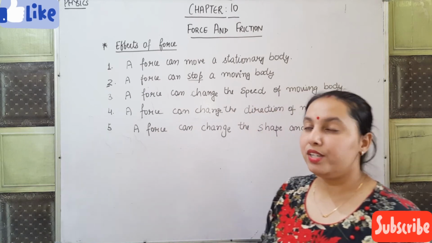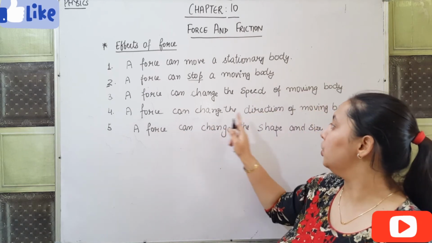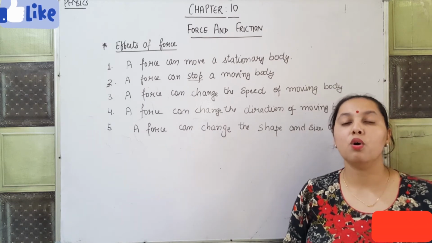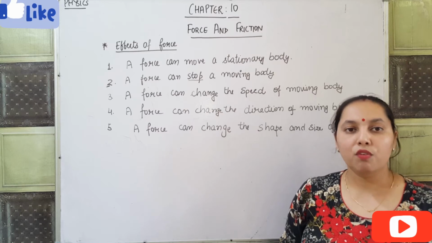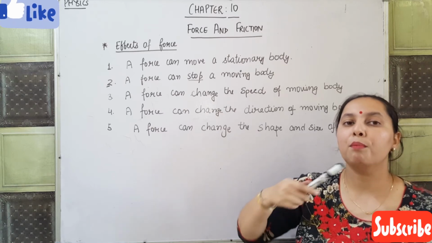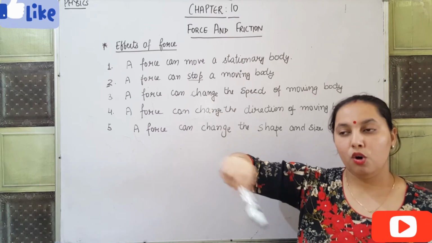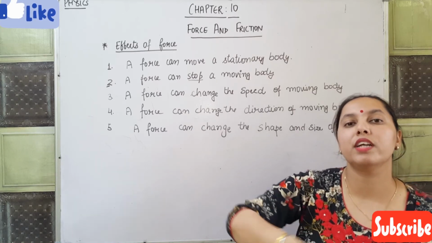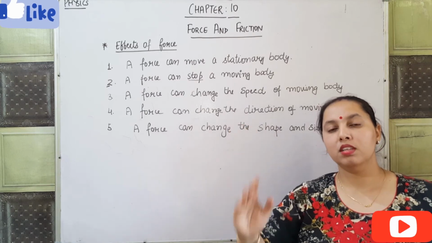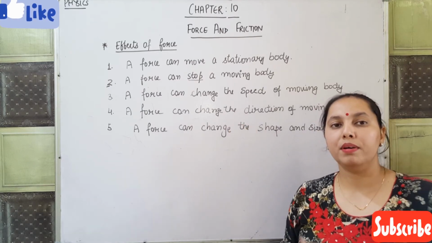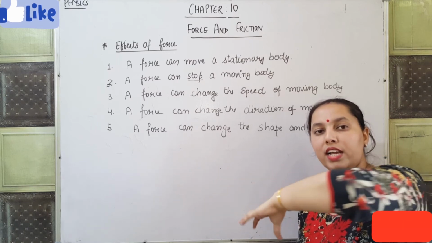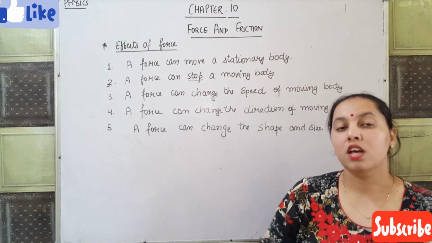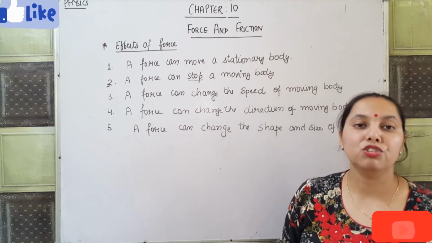Okay, so the fourth effect is, a force can change the direction of a moving body. If a body is moving, we can also change its direction. How can we change the direction? For example, a ball is moving straight. One player has kicked the football and it is moving in a straight line. Another player comes and kicks it. What will happen? The direction of the ball changes, because he kicks, he applies force. So the direction of the ball has been changed.